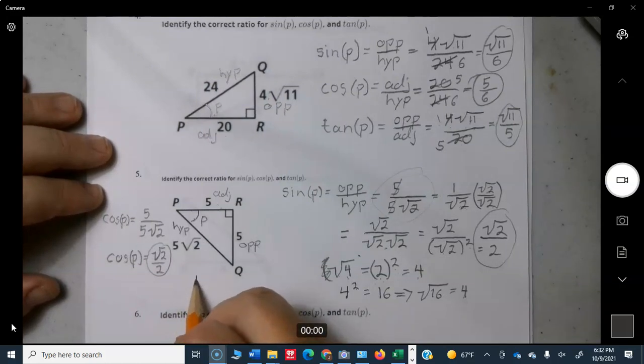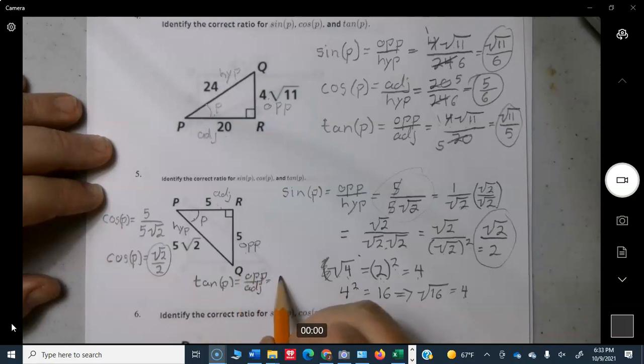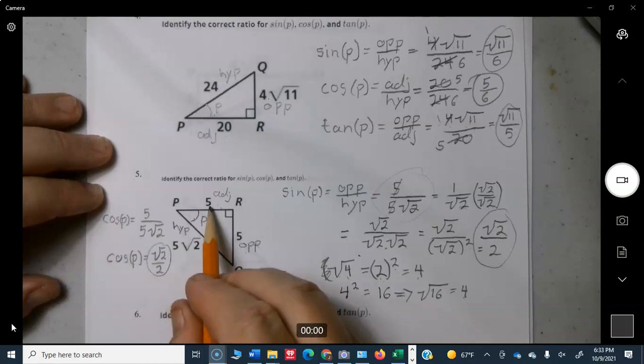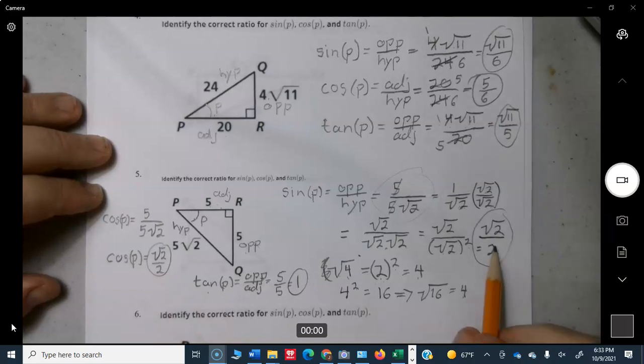Tangent will be a little bit easier. The tangent of P equals the opposite over the adjacent, which equals opposite is 5, adjacent is 5, so that equals 1. Okay, and that's the answer for tangent. So sine, the answer is right there. Cosine, it's the same thing.